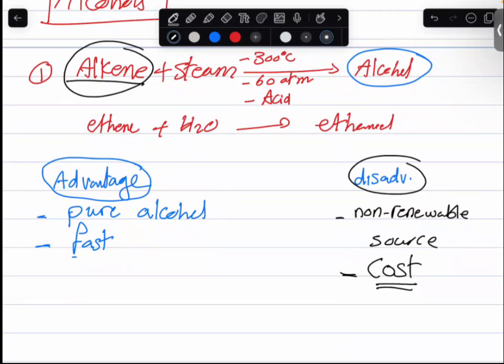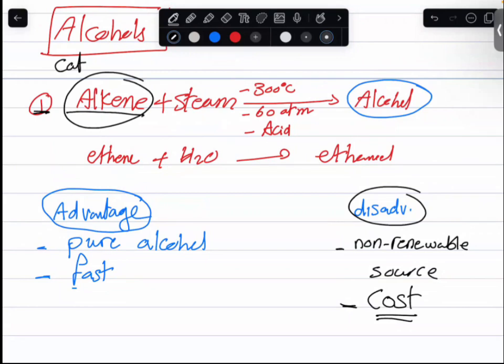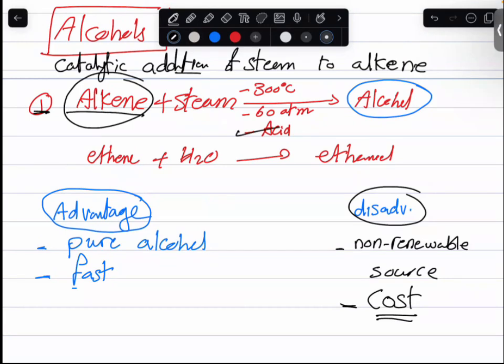So this is the first way of preparing alcohol. We call it catalytic addition of steam to alkene, or hydration of alkene. Catalytic addition means addition in the presence of a catalyst, which is an acid catalyst.